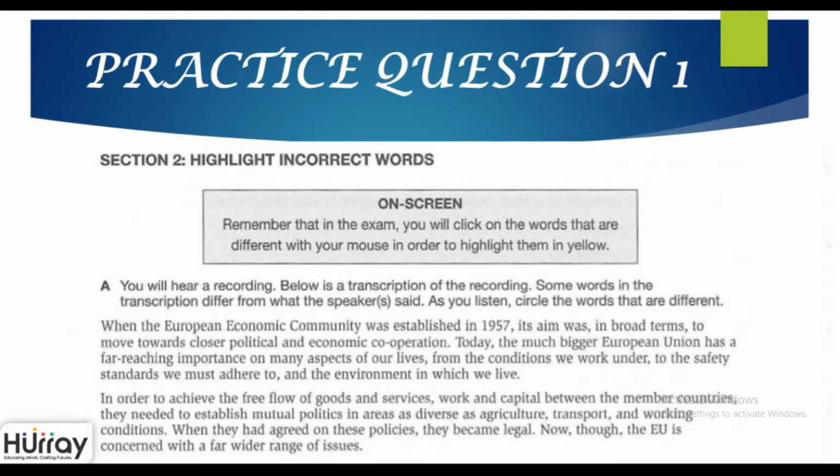In order to achieve the free flow of goods and services, workers and capital between the member countries, they needed to establish mutual policies in areas as diverse as agriculture, transport and working conditions. When they had agreed on these policies, they became law. Now, though, the EU is concerned with a far wider range of issues.